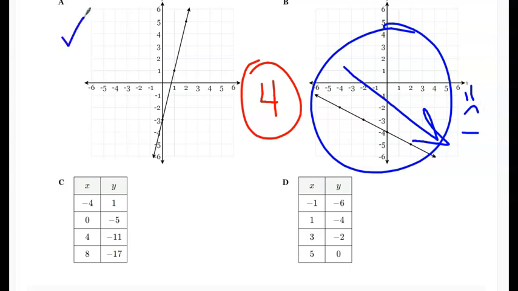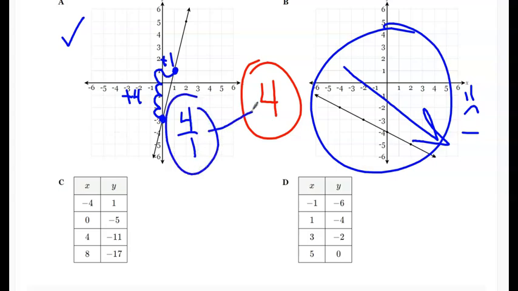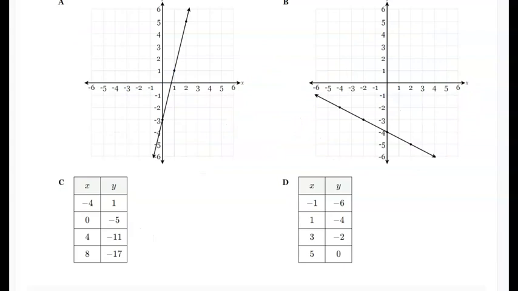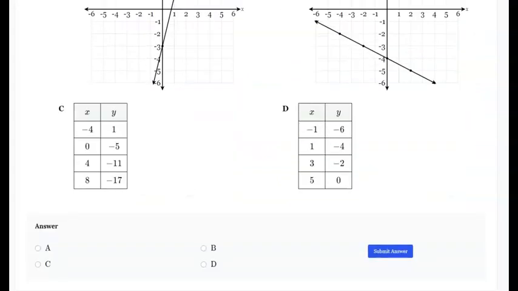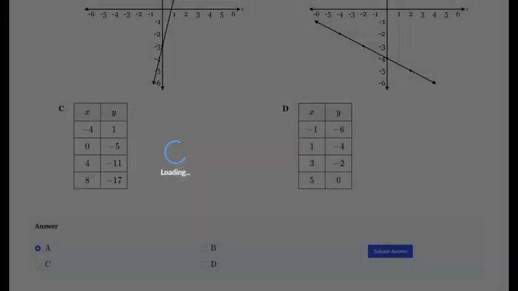So let's take a look at A over here. I see 2 corner points, and I'm going to start counting. 1, 2, 3, 4 is the rise, and +1 is the run. And that is a match. So I don't even need to check these tables. So I'm going to choose A as my match, and we'll move on to the next question.